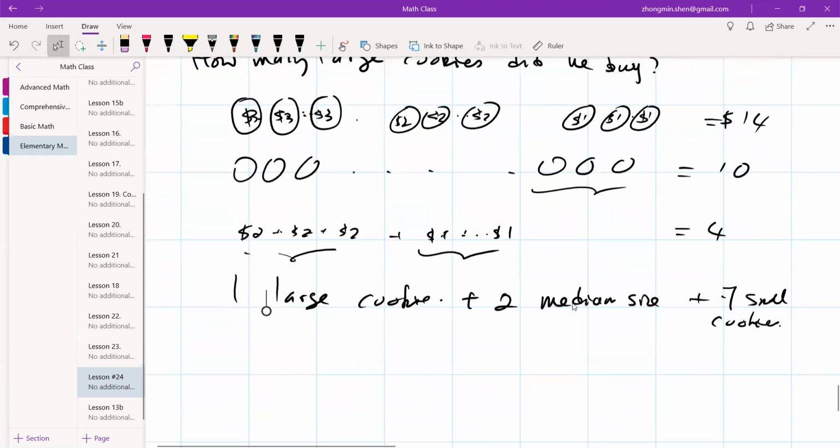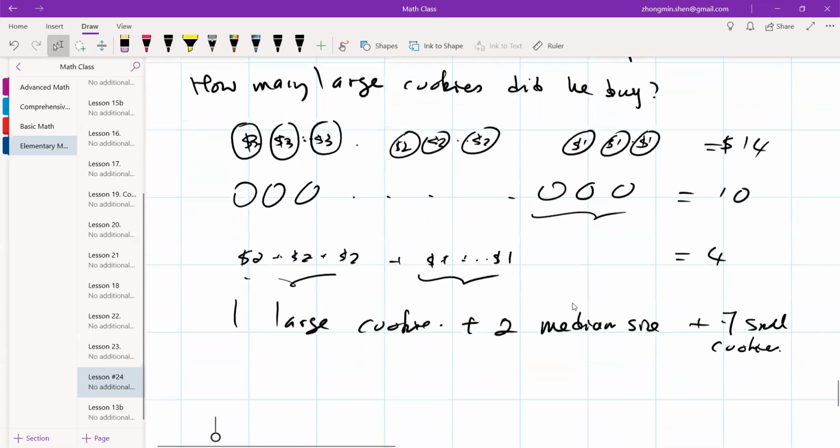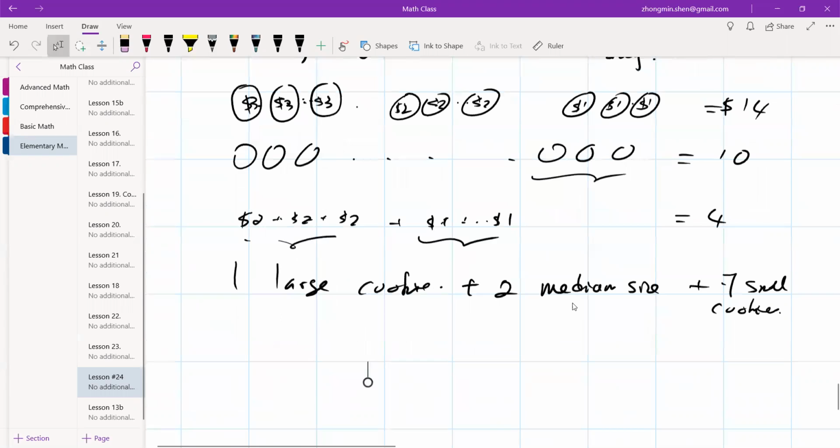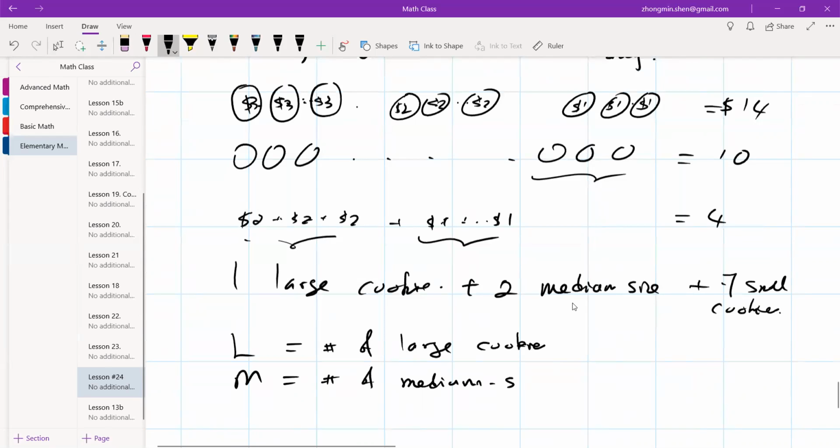Most of the time we just do the comparison. We compare them and take a difference. So if you solve it using mathematics, using equations, how do you do that? You just need to write down the 2 equations. L means the number of large size cookies, M means the number of medium-sized cookies, then S is the number of small cookies.